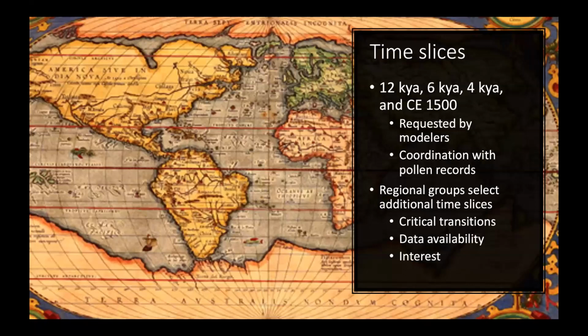And as Maria also talked about, we're doing this at only a few key time slices through the Holocene. The main time slices are 12,000 years ago, 6,000 years ago, 4,000 years ago, and 1500 CE. This is as requested by the modelers, and in coordination with land cover folks. And then the regional groups working semi-independently are also able to select additional time slices where there might be critical transitions or local interests where their data supports having a more fine-grained tracking of temporal changes.